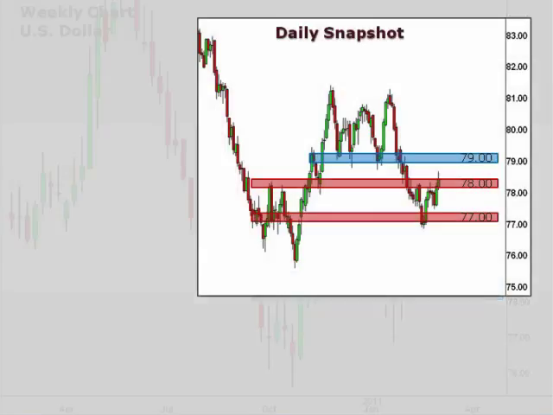Now, our daily chart reflects the close on Friday above 78, but off of the high. We would like to see 78 hold as support to lend credibility to a continuation higher.